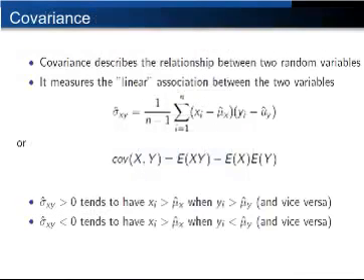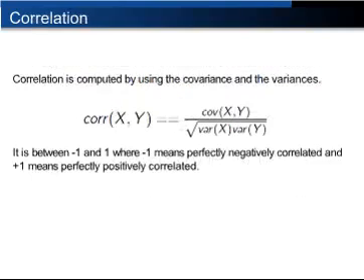Covariance. Covariance describes the relationship between two random variables. It measures the linear association between the two variables. The formula of covariance between x and y is obtained by subtracting the product of E(x) and E(y) from E(xy). Correlation is computed by using the covariance and the variances. The formula of correlation is dividing covariance by the square root of variance of x times variance of y. It is between -1 and +1, where -1 means perfectly negatively correlated and +1 means perfectly positively correlated.